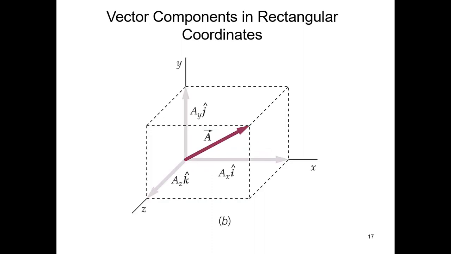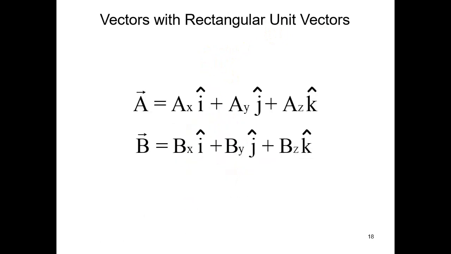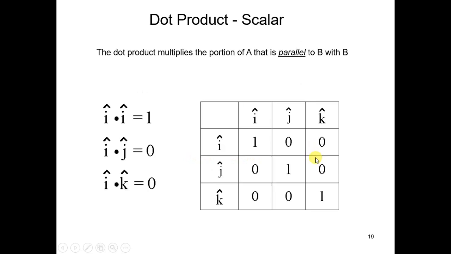So here we apply ay j cap. Our a vector is ay j cap plus az k cap, and also ax i cap. This is represented as the vector components in rectangular coordinates. So we get the vector in terms of rectangular unit vectors: a is equal to ax i cap plus ay j cap plus az k cap, and b is equal to bx i cap plus by j cap plus bz k cap.